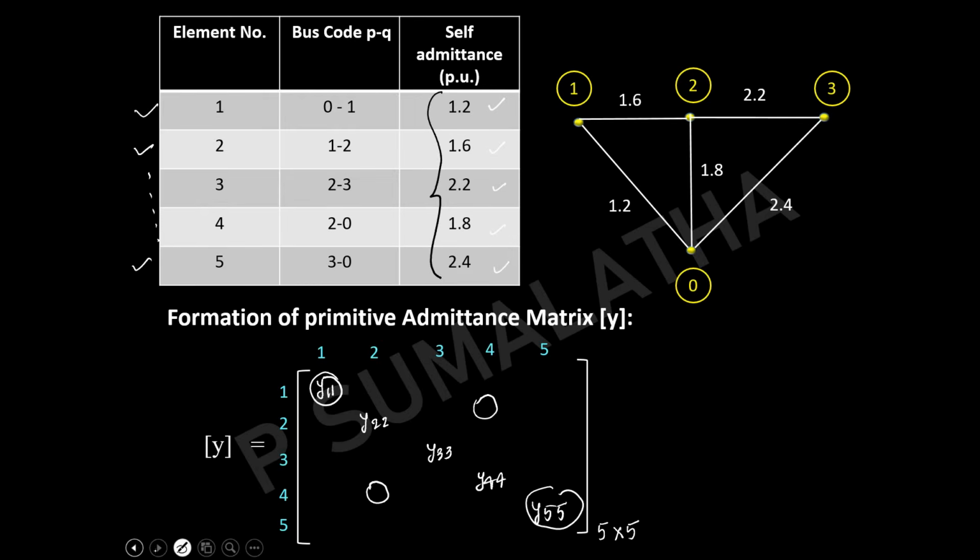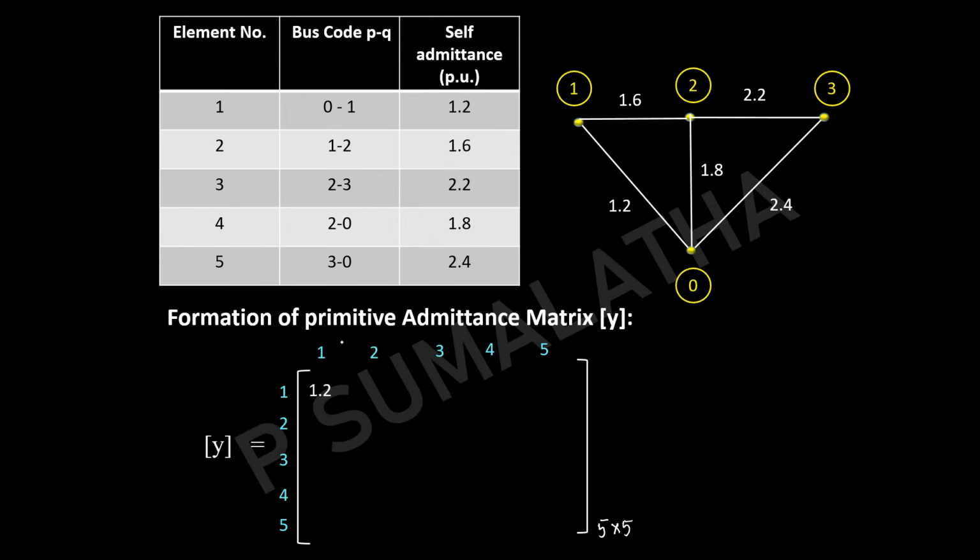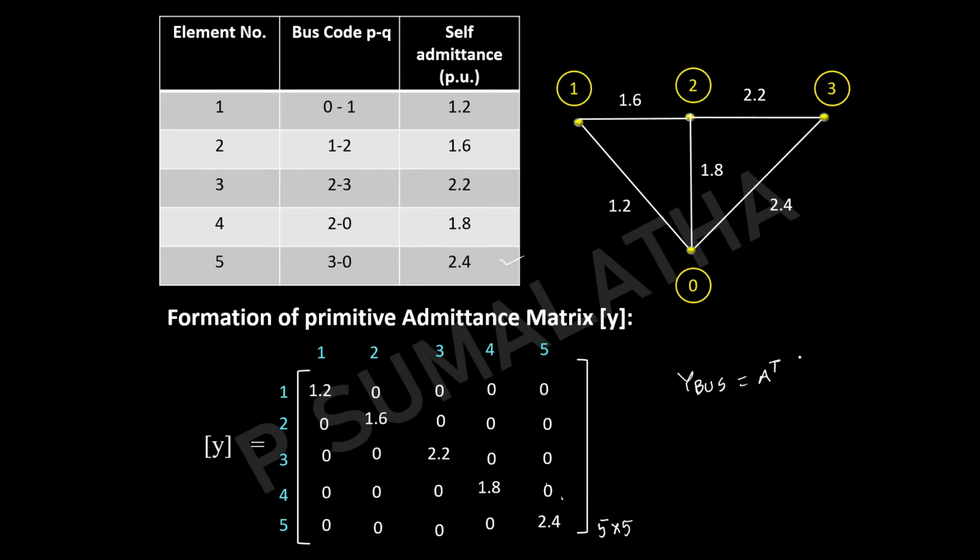Let us do that. The first element is 1.2 and the second element is 1.6. y33 is 2.2, y44 is 1.8 and y55 is 2.4. The remaining values will all be 0. So this is a very simple primitive admittance matrix. In the equation, Y bus equals A transpose Y into A. So now we have the primitive admittance matrix.